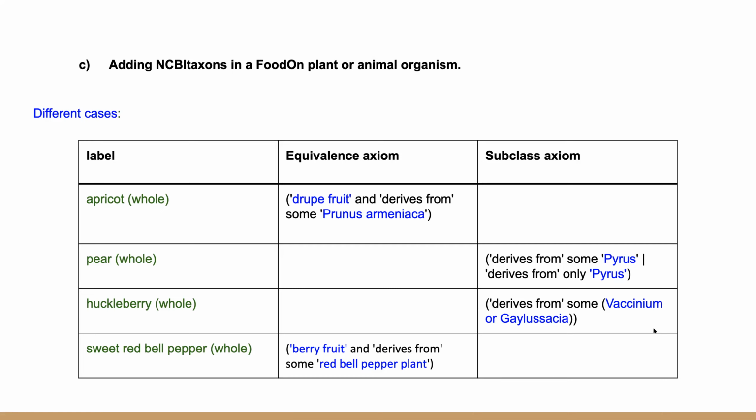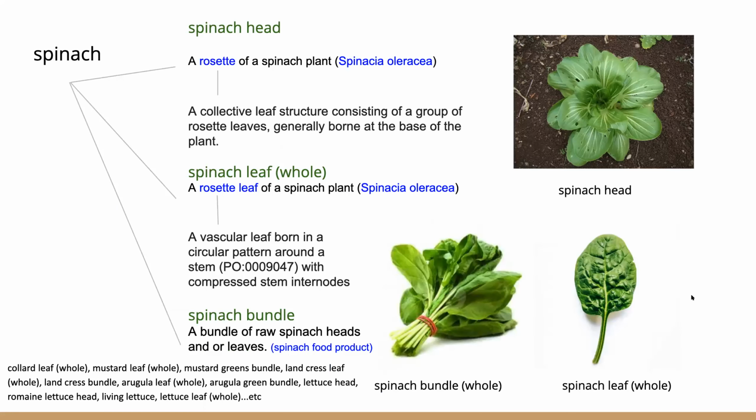Another aspect which we are trying to also achieve here is more granularity of terms through addition of lots of new terms in FoodOn, like spinach head, a rosette of a spinach plant, spinach bundle, spinach leaf whole, which is actually a rosette leaf of a spinach plant. We took it from Plant Ontology. Rosette actually is a group of leaves borne at the base of the plant. And similarly, we have introduced spinach bundle, which is an object aggregate comprised of a bundle of raw spinach heads or leaves. Similarly, we have created many new terms. Some of these are mentioned at the bottom. There are many more as well, like mustard green bundle, land cress leaf. And similarly, we have tried to organize all these green leafy vegetable plants.